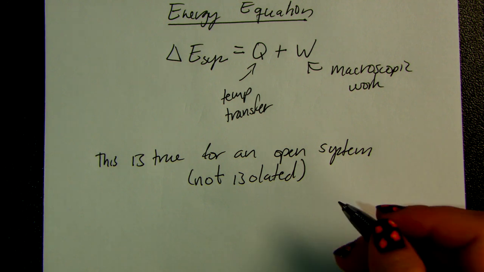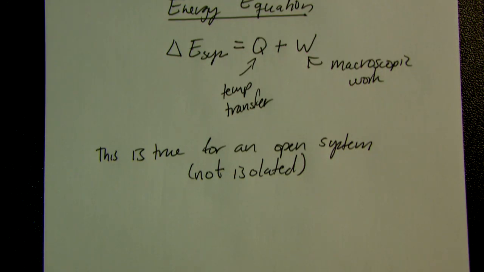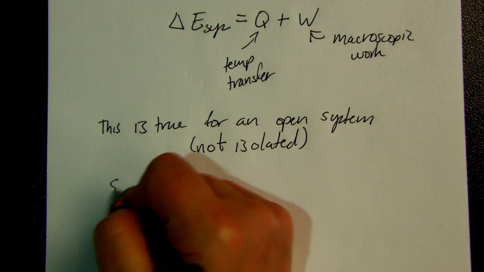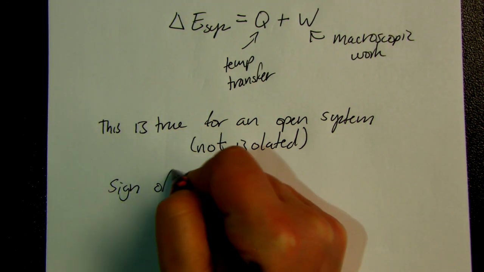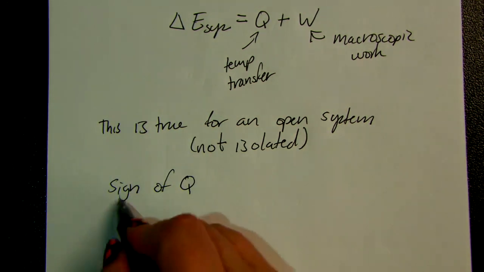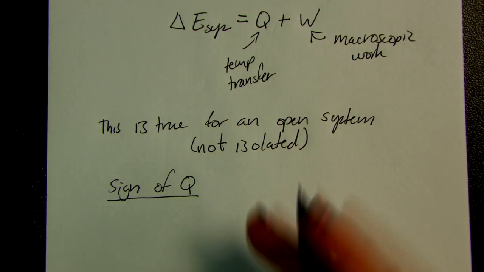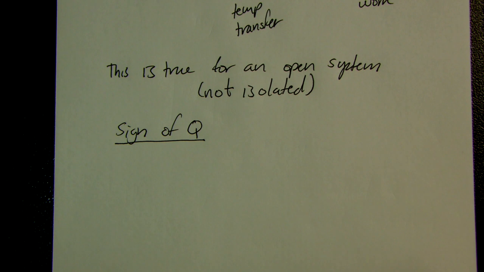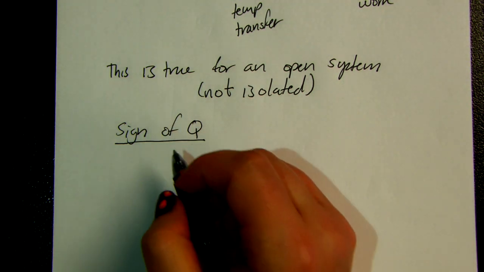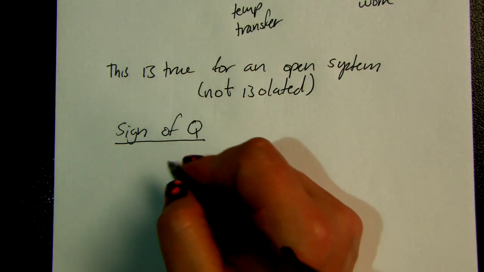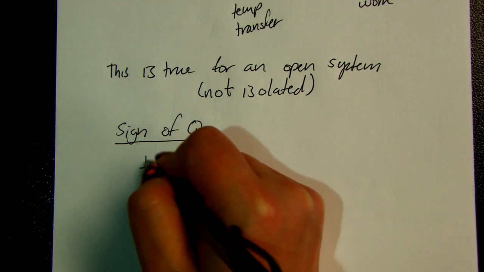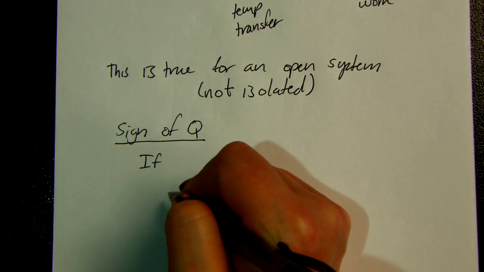Okay, so let's talk. We know Q can be positive or negative. So let's talk about the sign of Q, because I saw the sign. I opened up my eyes and saw the sign of Q. It can be positive or negative. So for those of you that like 90s music, you're welcome.